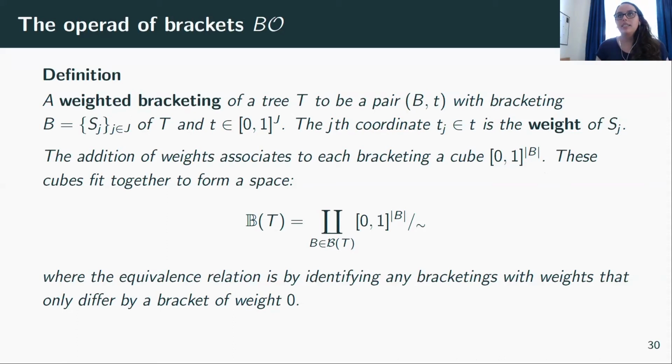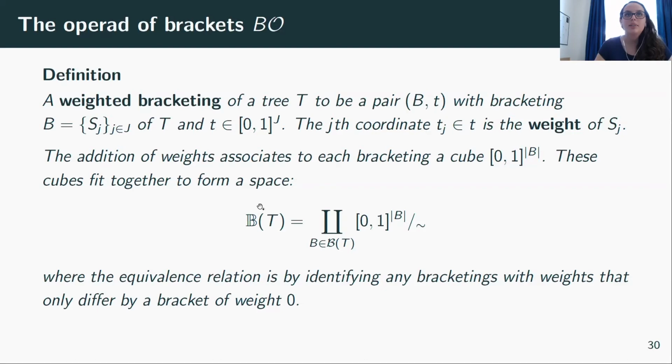So this is very similar to the W construction, in the way that now from a tree, and in our case from a bracketed tree, we're associating a cube and we're going to glue them together. And the way you do this is by saying that if the weight of a bracket goes to 0, then you identify this with the bracketing where that specific bracket has disappeared. So this defines the space of, and we can call it the space of bracketings of T.